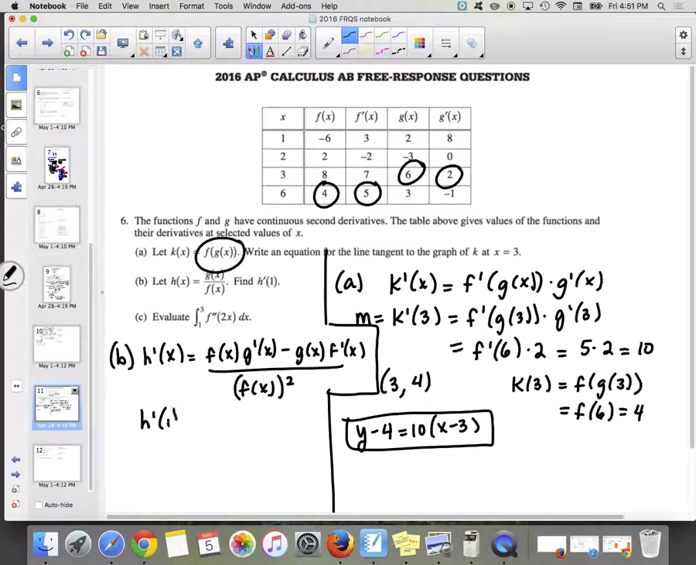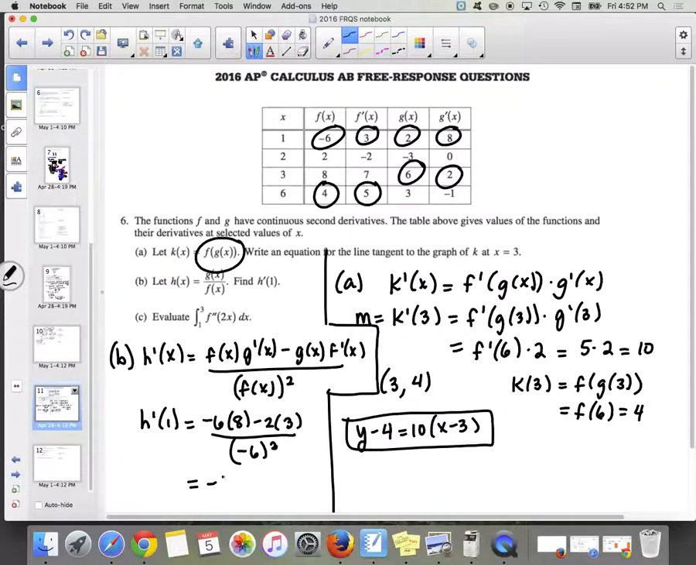So we're finding h prime of 1. So again, lots of places where we can make mistakes. So we're going to find f of 1, which is negative 6, times g prime of 1, which is 8, minus g of 1, which is 2, times f prime of 1, which is 3, all over f of 1, which is negative 6 squared.